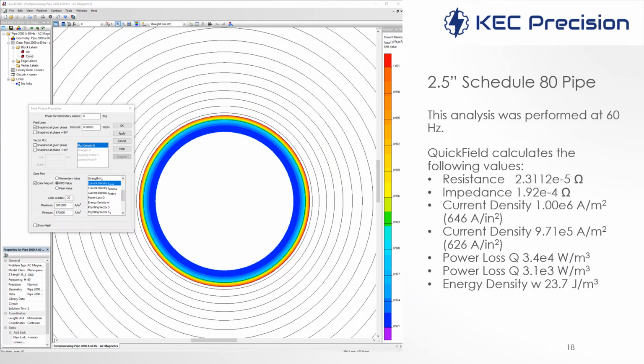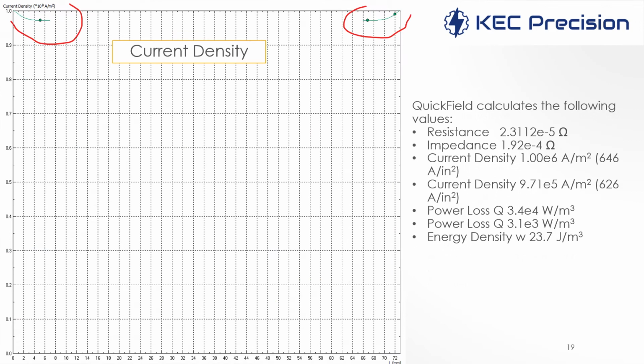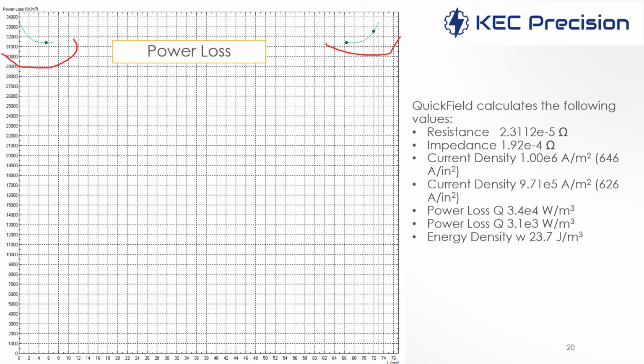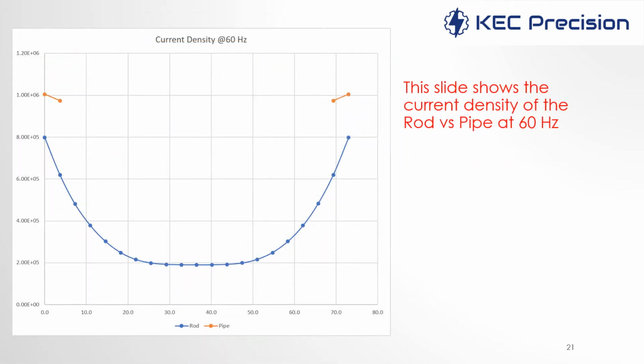Here we've got a 2.5 Schedule 80 pipe performed at 60 hertz. You can see the resistance and the impedance are quite different again. Current density is actually fairly consistent, and the power losses are pretty consistent. I've had to circle the current density plot because it's just way up at the top on the two outer edges. It's fairly consistent. Power loss is a little different shape, but similar.